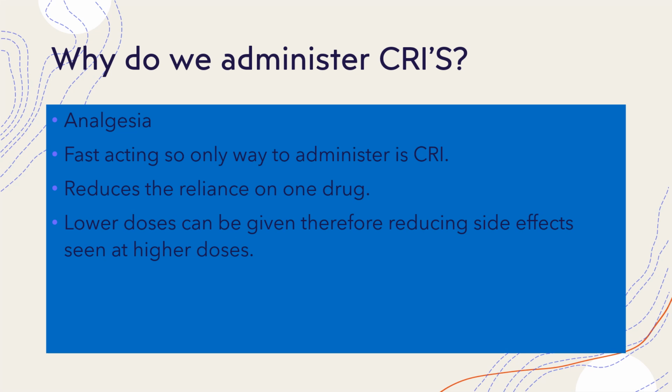So why do we administer CRIs? The main reason is for analgesia, but we also use dopamine, for example, for blood pressure. Dopamine especially is very fast acting, so the only way to administer it is through a CRI. We can use CRIs alongside other drugs as well, so this reduces the reliance on one particular drug, and lower doses of these drugs can be given alongside each other, therefore reducing side effects seen at higher doses of one particular drug.